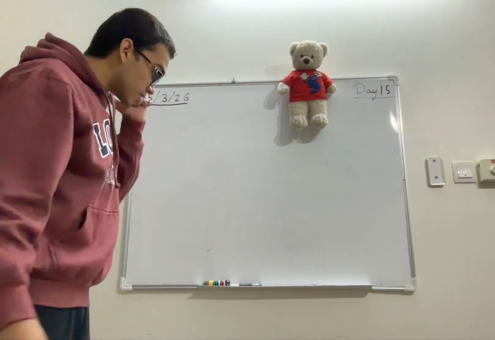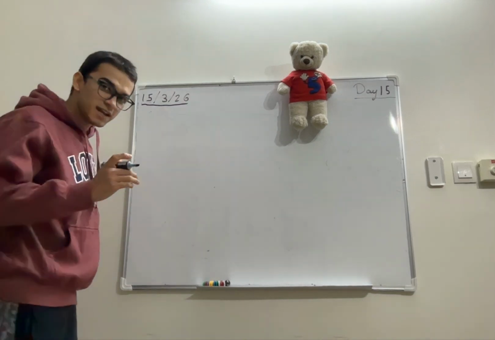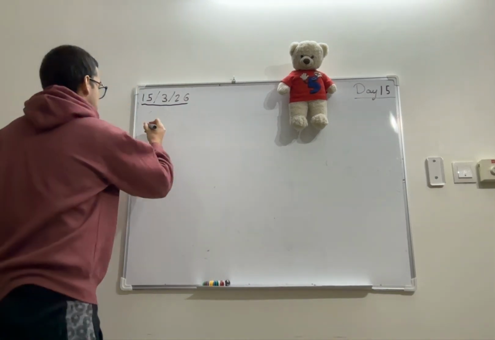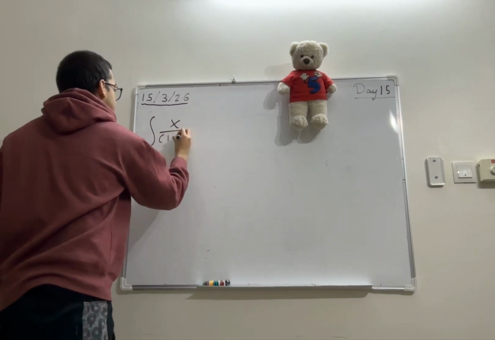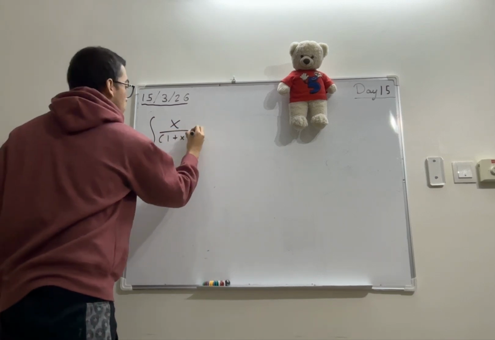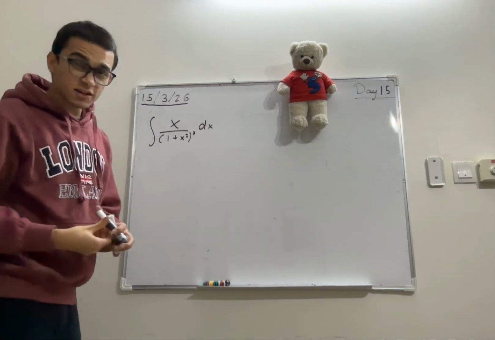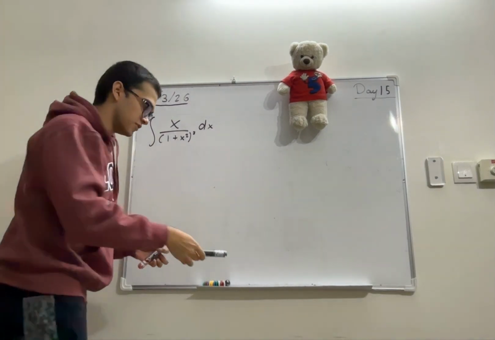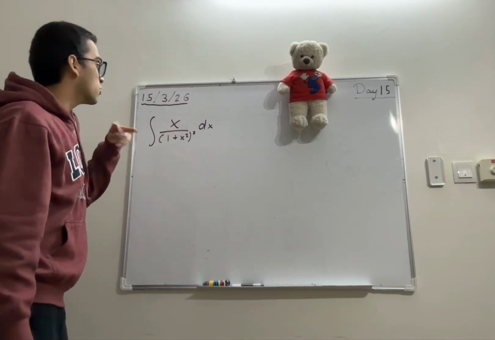So yesterday we started U substitution, and today we're going to continue the concept with a slightly trickier substitution. Today we're going to integrate x by (1 plus x squared) the whole squared dx. Yesterday we learned that you always take the denominator as our variable. Here you can see that it's 1 plus x squared, the whole square.